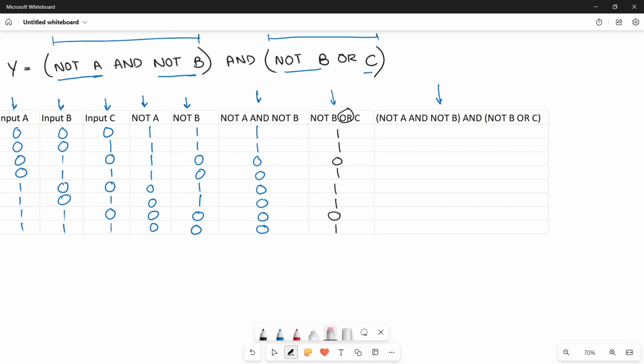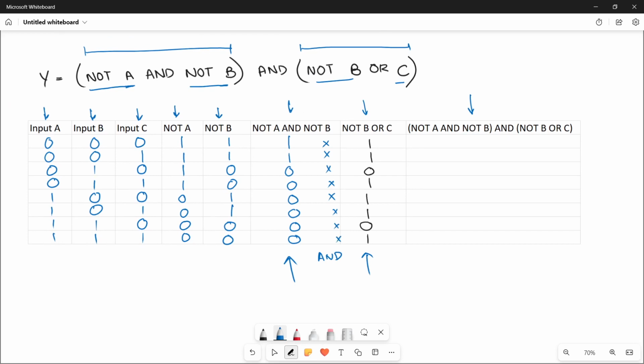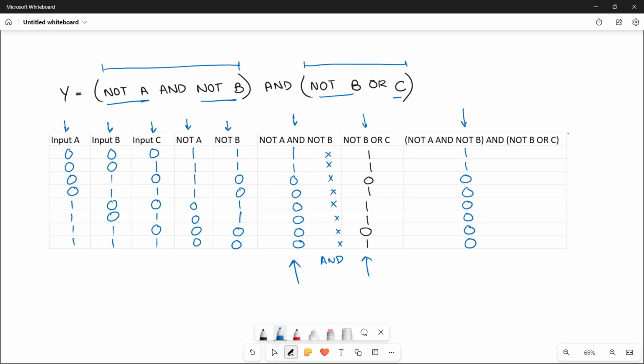Now finally, to get the value of Y, the final output, you have to do AND operation between these two brackets. Or in other words, it will be the multiplication of these input bits. Binary data. 1 into 1 is 1. 1 into 1 is 1. 0 into 0 is 0. 0 into 1 is 0. 0 into 1 is 0. 0 into 1 is 0. 0 into 0 is 0. 0 into 1 is 0. So this is going to be your final result.